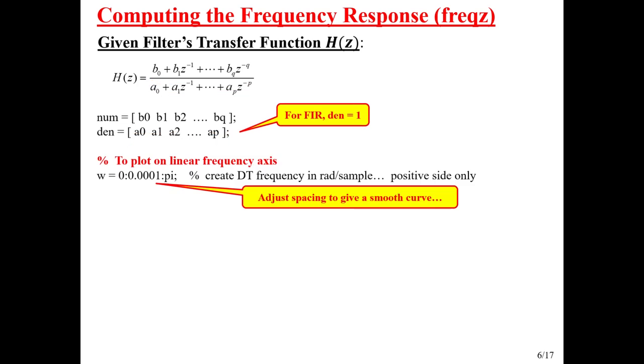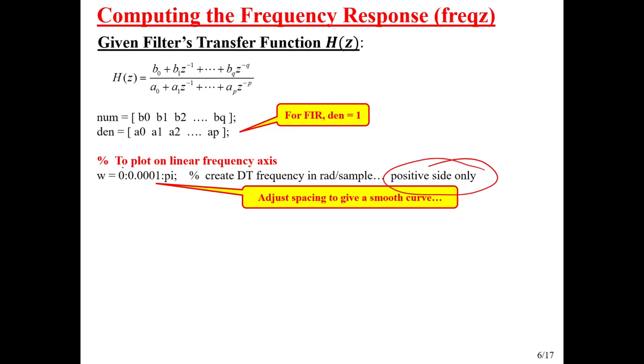Now I want to plot this, and right now I'm going to show you how to do it plotting on a linear frequency axis. And like I said, first I'm going to show you how to do it in radians per sample, but we generally don't want to do that, but I'm just being complete here. And I'm going to only show it on the positive side. So we learned how to do a single-sided signal spectrum. Now we're going to learn how to do a single-sided frequency response plot, because that makes sense.